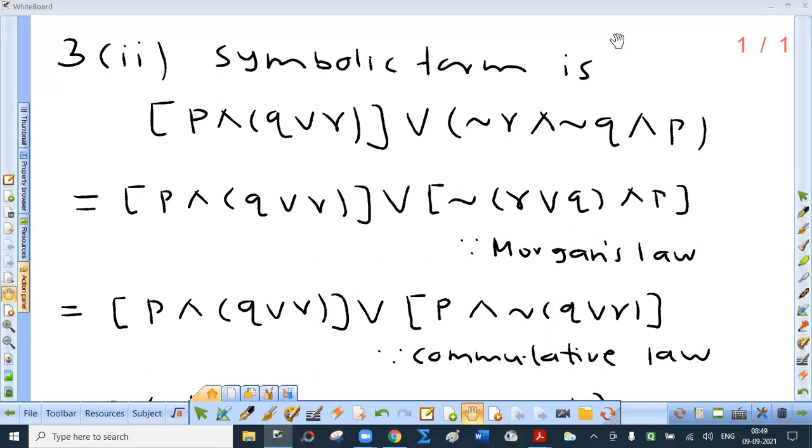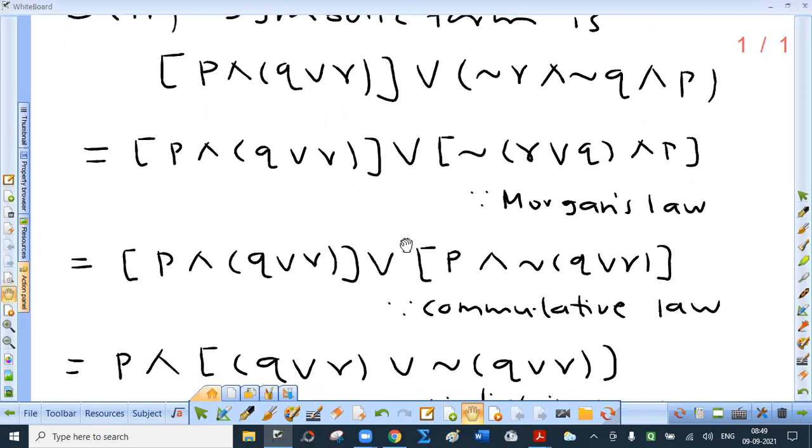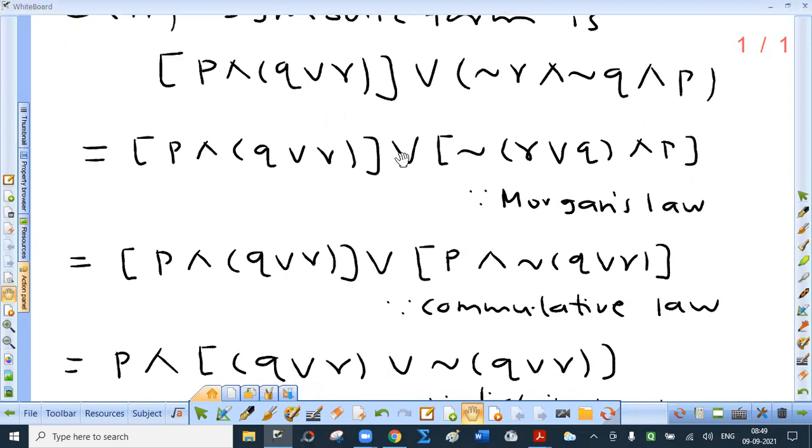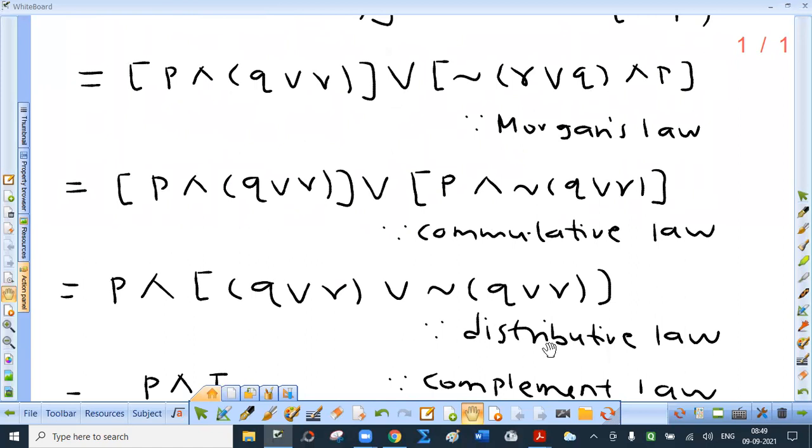Now, second part, see, you have to begin with, let P stand for switch S1 is closed, Q for switch S2 is closed, R switch S3 is closed, and so on. I have directly written the symbolic form: P and Q or R, or not R and not Q and not P. Now consider this. This is nothing but negation of R or Q. Reason, De Morgan's law. Then next step, commutative law. I have written P first, and then here R or Q is same as Q or R. Same reason, commutative law.